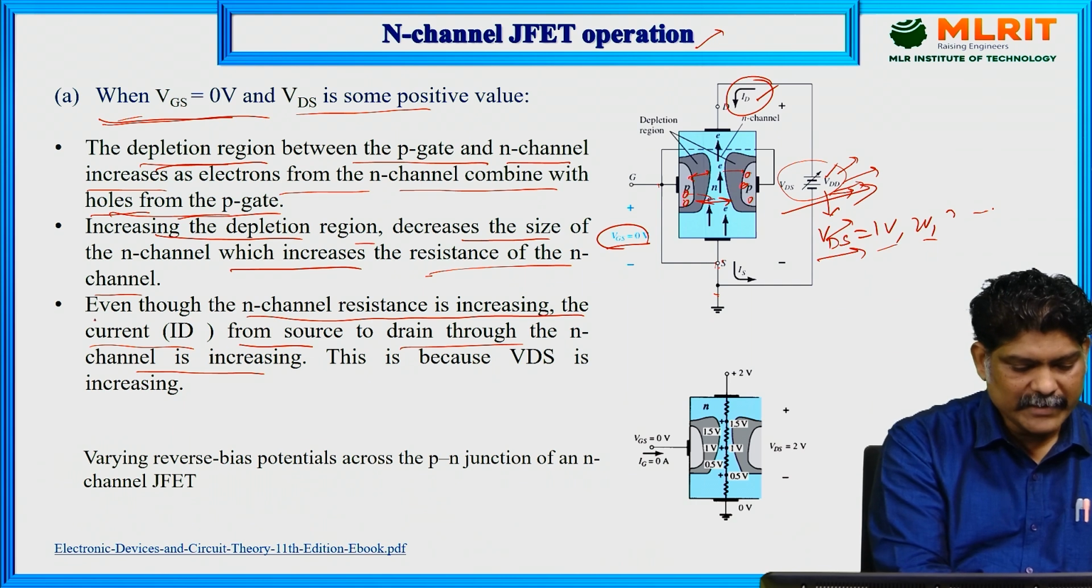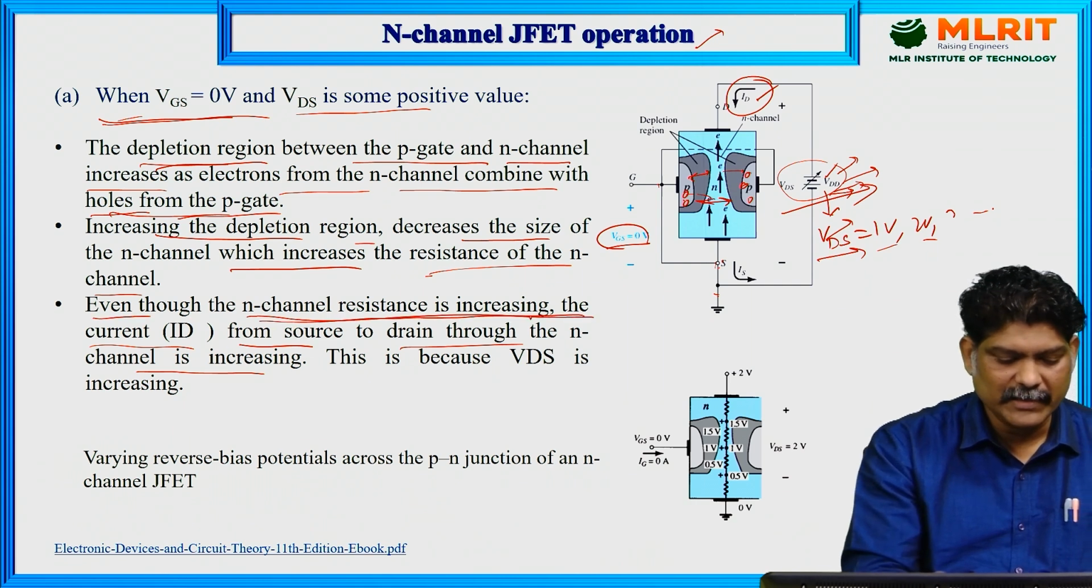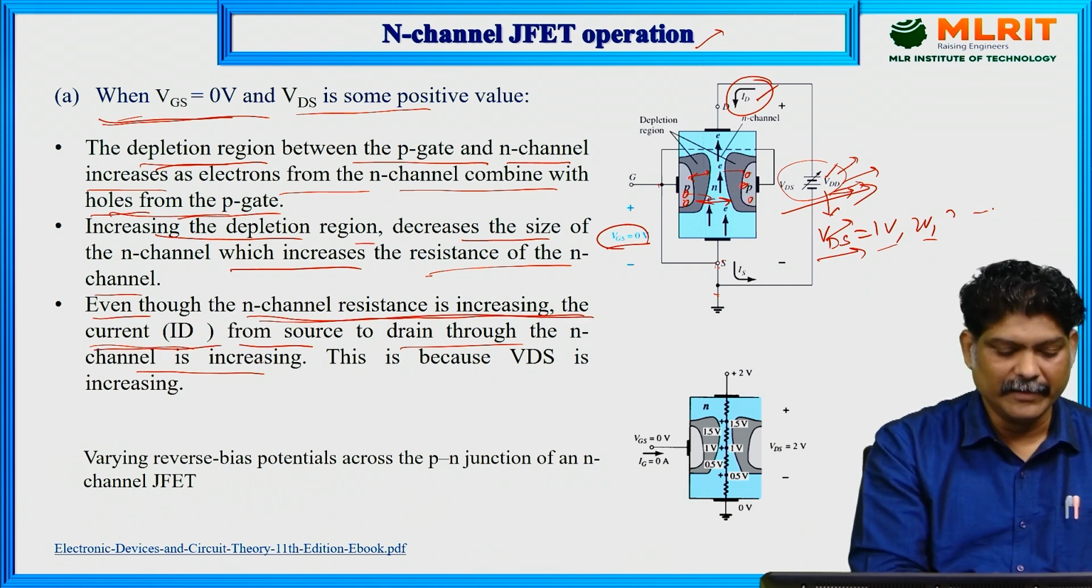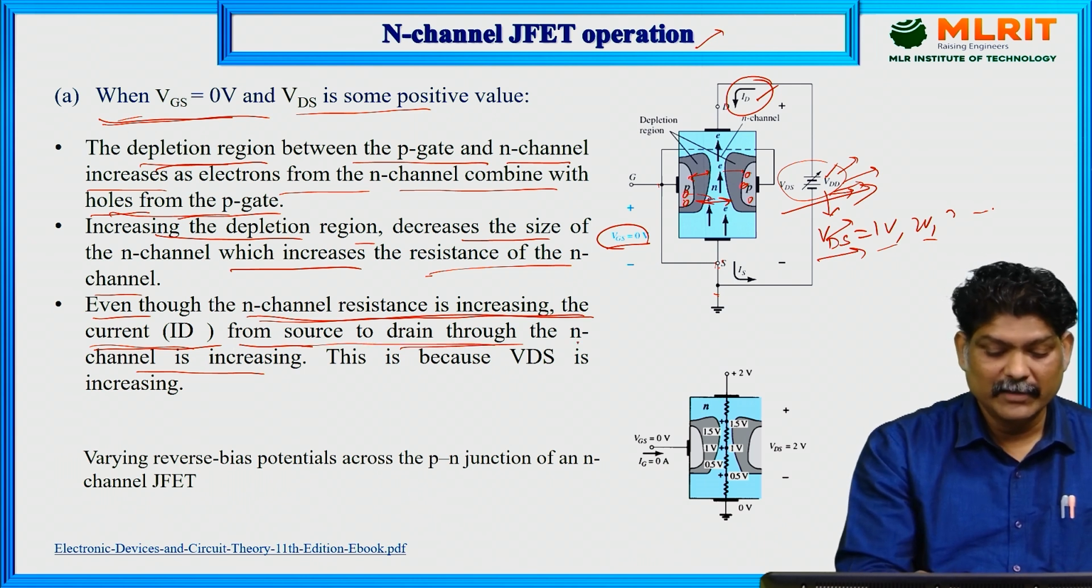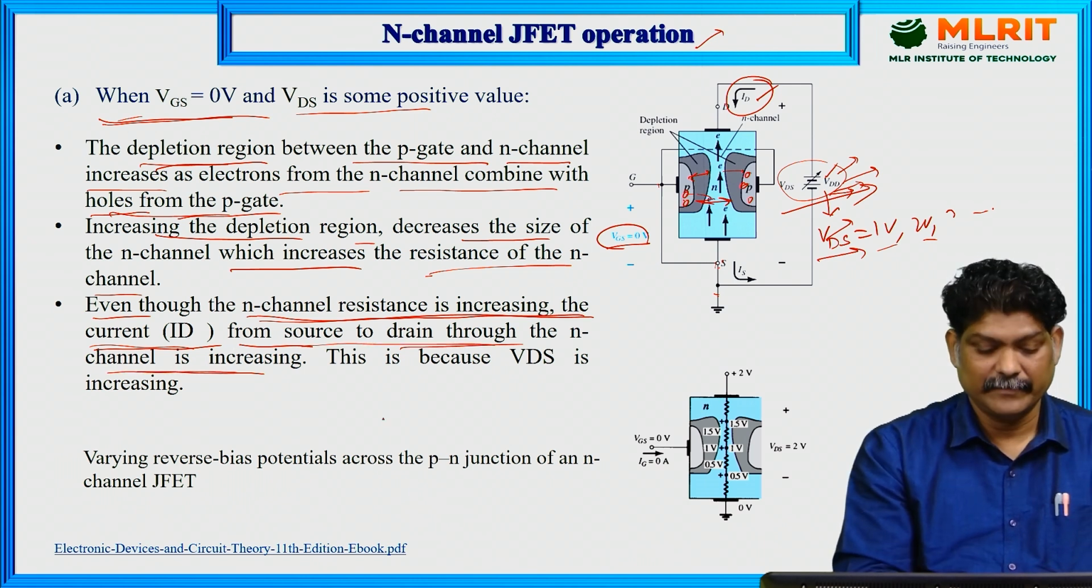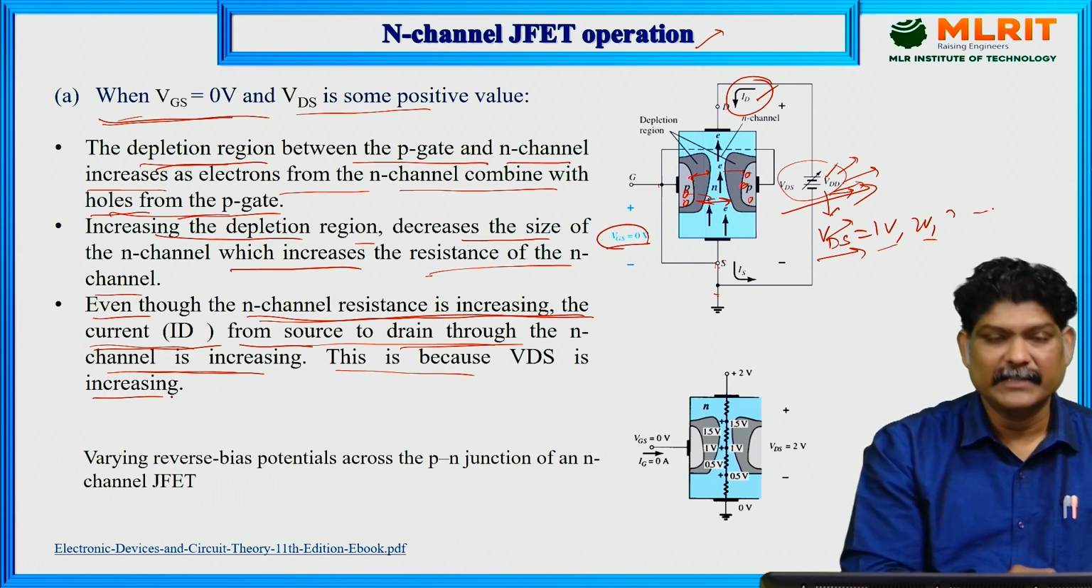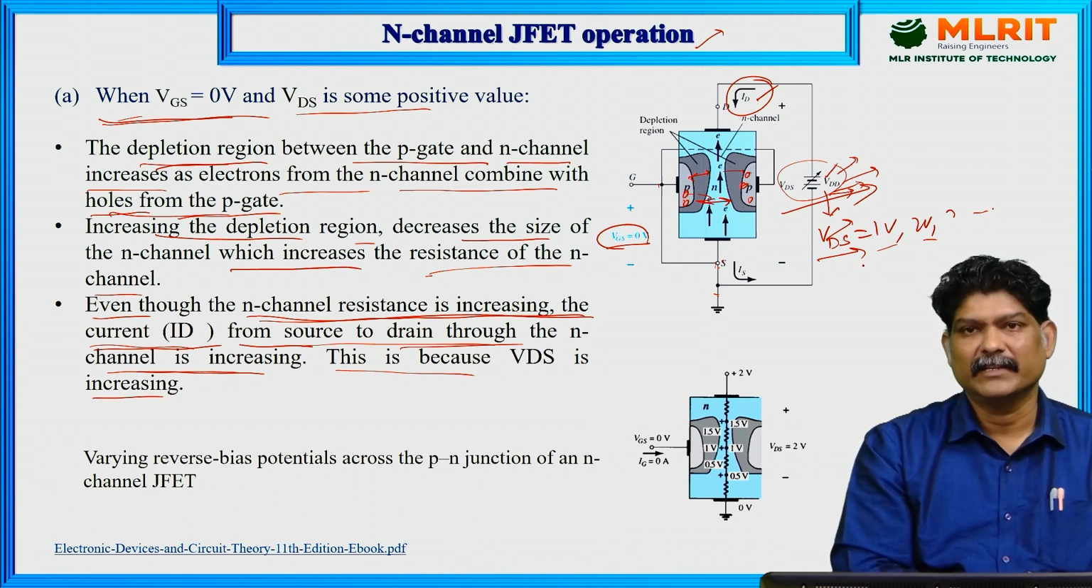So we can say even though the N channel resistance is increasing, the output current, drain current ID, from source to drain through the N channel is increasing. This is because VDS is increasing. So we are increasing the VDS, right?